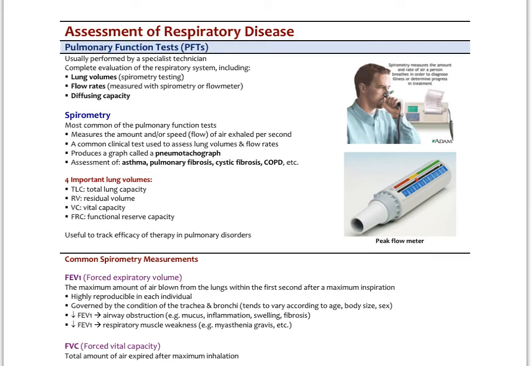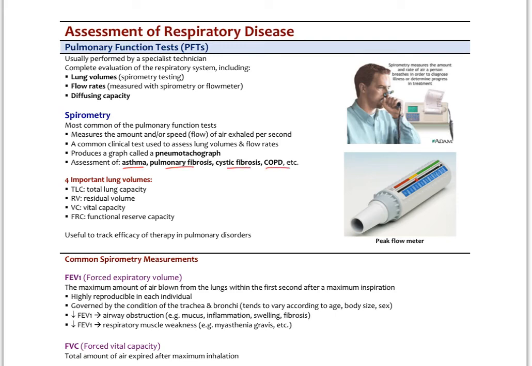This is very common, and we can get a little graph. It's not shown here, but maybe I'll show you some pictures later that will tell us different things about what the underlying lung conditions might be. So it's very helpful for assessing asthma, pulmonary fibrosis, cystic fibrosis, COPD, and so forth.